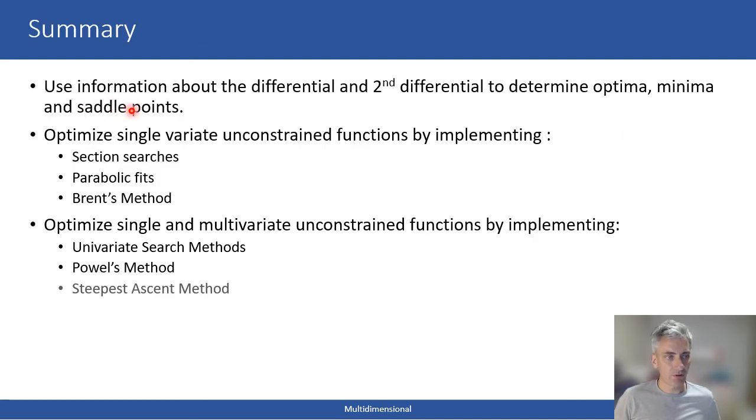So that pretty much summarizes the lecture that I wanted to give this week. We've looked at one-dimensional search methods for optima and minima, or saddle points. So in particular, we looked at the sectioning methods, parabolic fits. We haven't looked at Brent's method, but we will do in the cohort class. And then finally, we looked at how to optimize single and multivariate functions, implementing univariate searches and Powell's method, and also random searches, which isn't listed here.